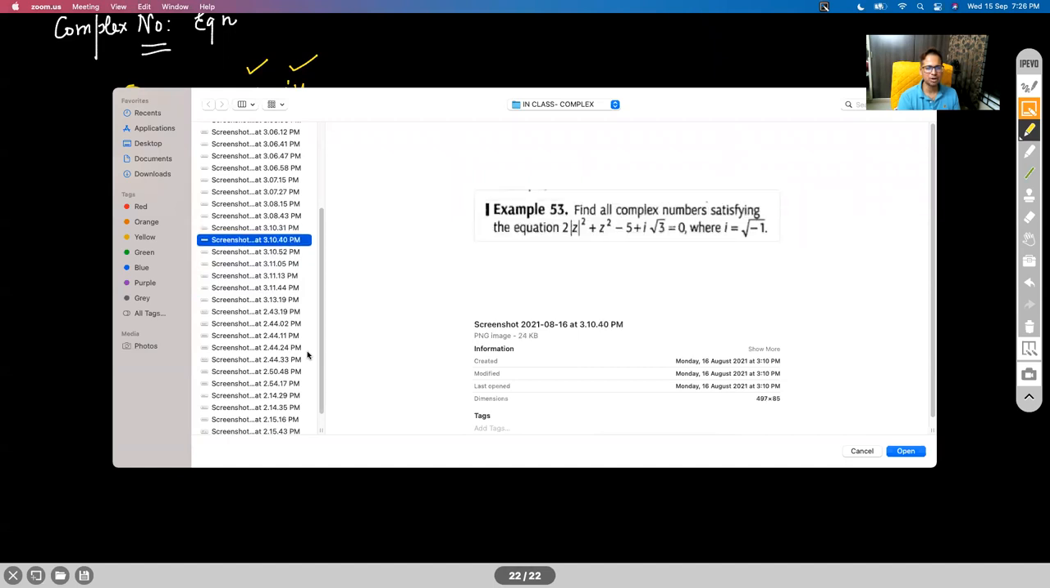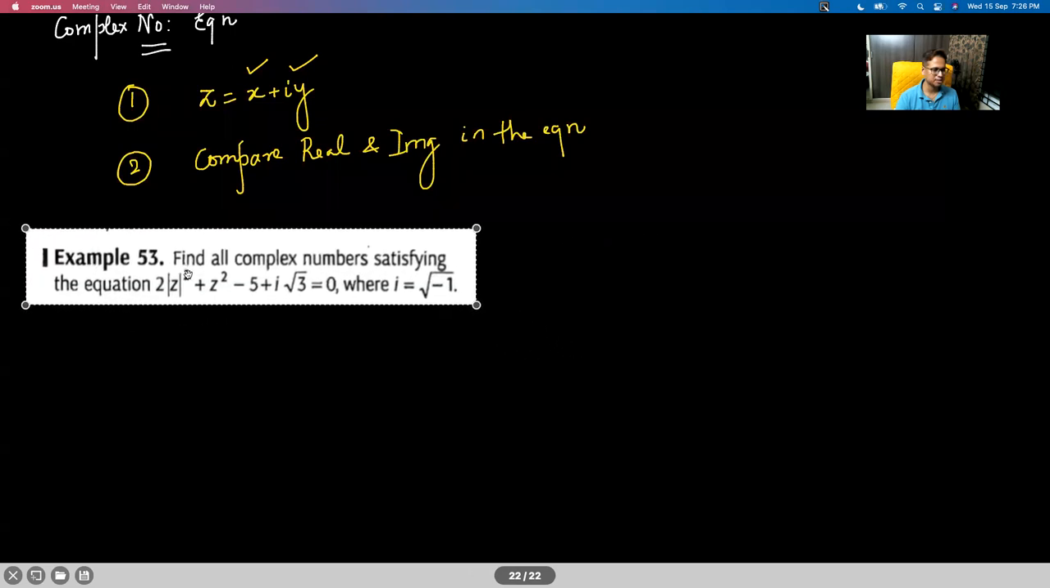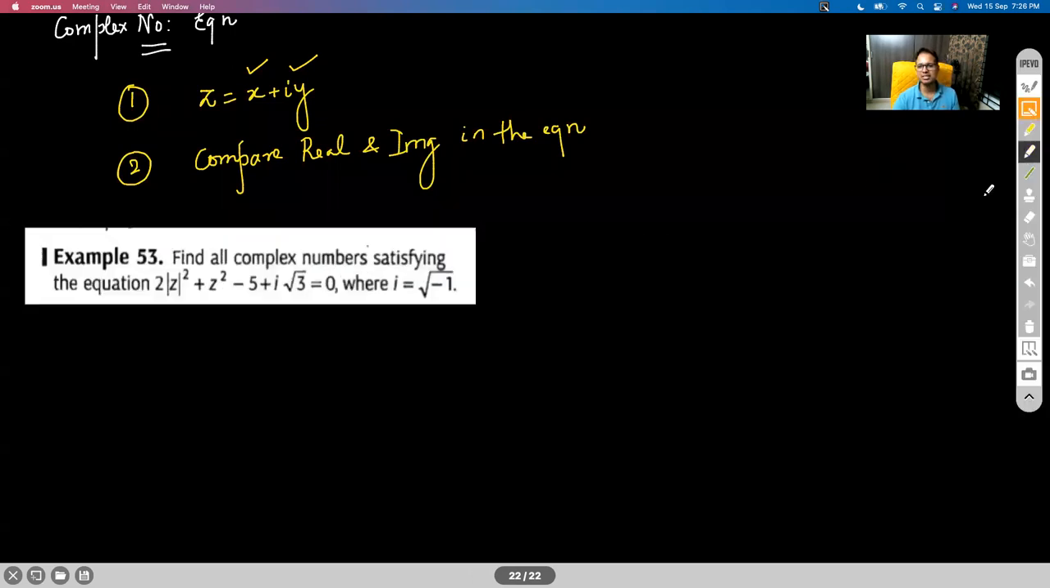Let's say I want to solve this equation. Find all complex numbers which satisfy this condition: 2|z|² minus 5 plus i√3 is 0. Okay, so first of all, take your z as x plus iy. Step number one, substitute it over here.